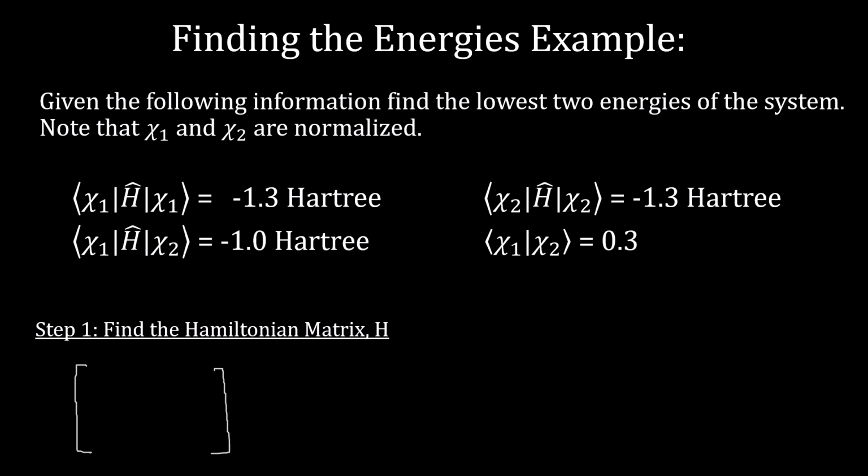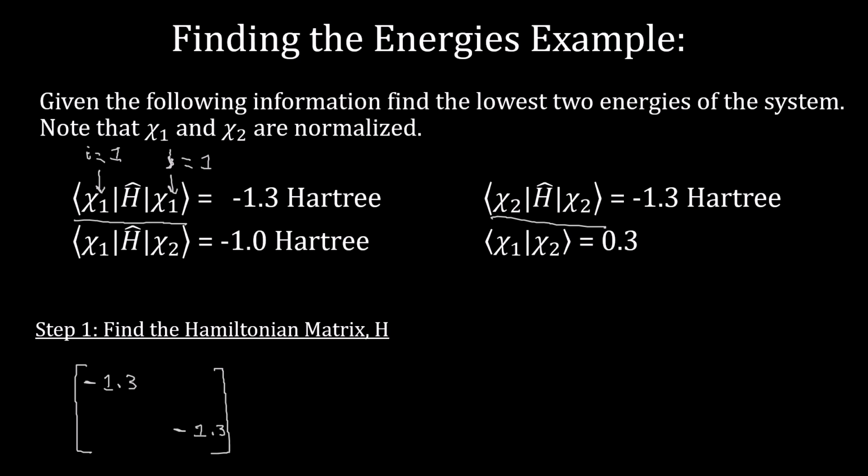And from my finding the Hamiltonian matrix video, we know that up here, chi1 H chi1 is going to be the top left element, because on the left we have i equals 1, so that's the row, and on the right we have j equals 1, so that's going to be our column. So row 1, column 1, we know is negative 1.3. Similarly, we're given chi2 H chi2. That's going to be row 2, column 2, so also negative 1.3.